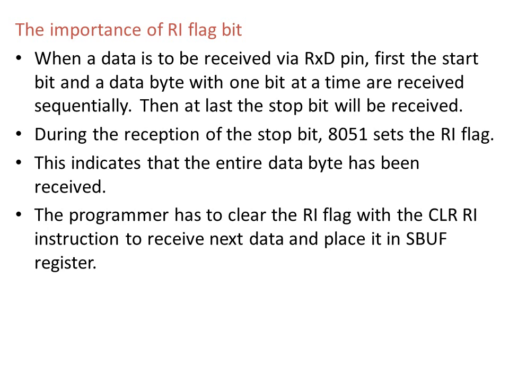The RI flag bit should be monitored to make sure that the entire byte has been received. Monitoring the RI flag bit till it becomes 1 to ensure the reception of the complete data, placing it in the SBUF register, copying it to a safe place and then making RI 0 with the CLR RI instruction are the necessary steps to avoid any loss of received data in serial communication.